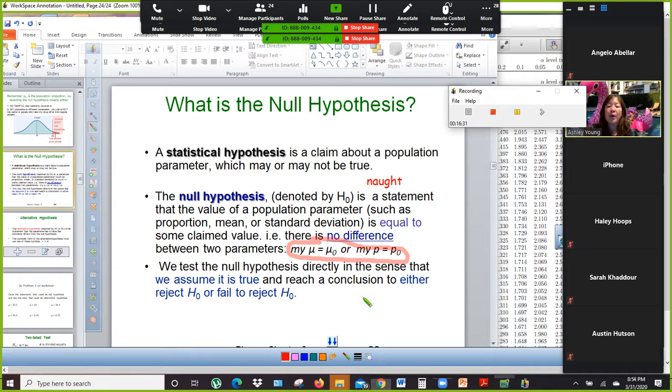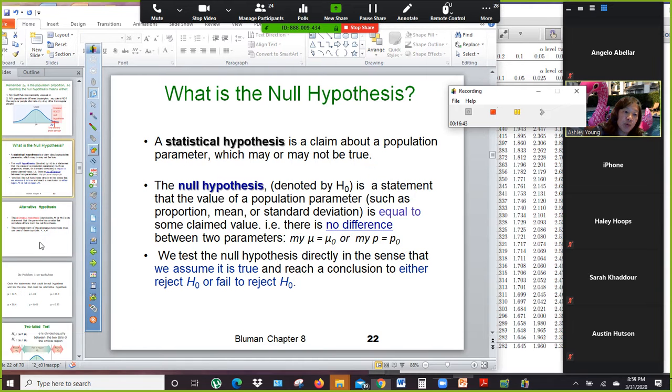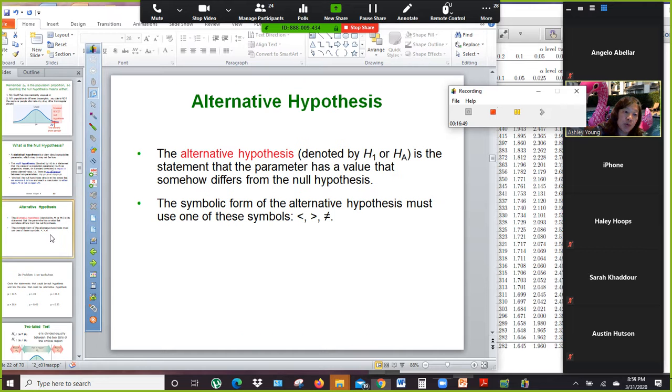And we test the null hypothesis directly. So we assume it's true, we assume that they're equal, and we either are able to disprove that or we can't disprove it. That's kind of what we're down to. And we'll talk a little bit more about that later. We try to prove it wrong, and we either are able to or we aren't able to.